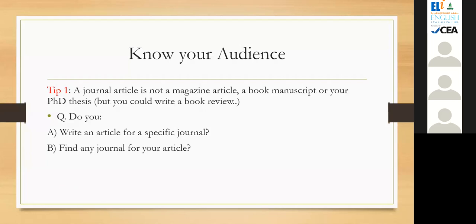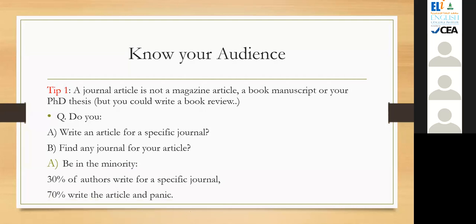Okay, so from your responses, it's good that I have some A, but I think most of you chose B. So try to be in the minority. 30% of authors actually write for a specific journal. So this is what's happening now: 30% of the authors write for a specific journal, whereas 70% write the article and then panic. Yeah, so this is what normally happens.